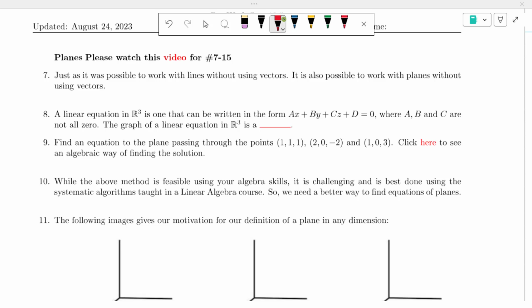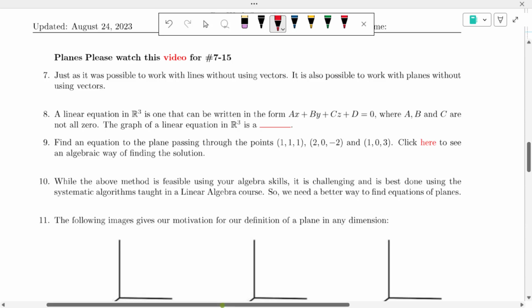So folks, just as you were able to work with lines long before you ever learned to work with vectors, we could also do the same thing with planes. We can learn how to work with planes without using vectors. Let's go ahead and define what we mean by a plane in the traditional sense before we move into looking at how we work with vectors.